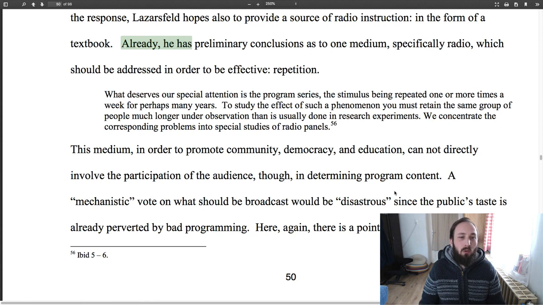A mechanistic vote on what should be broadcast would be disastrous, since the public's taste is already perverted by bad programming.